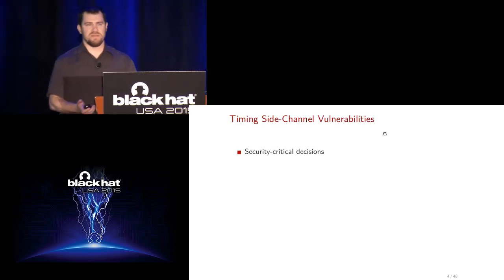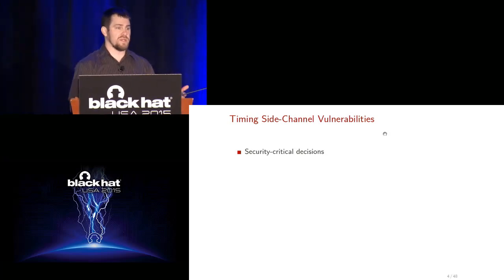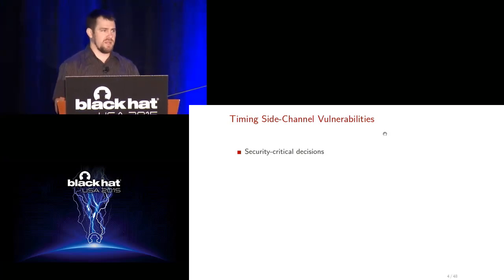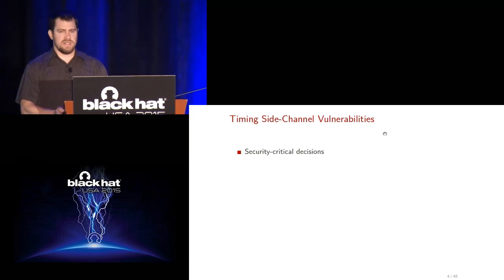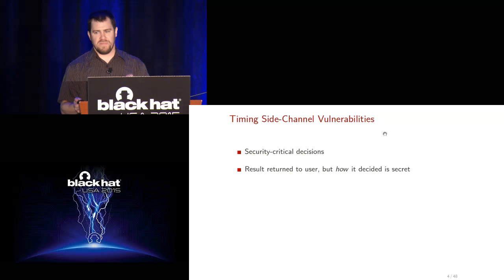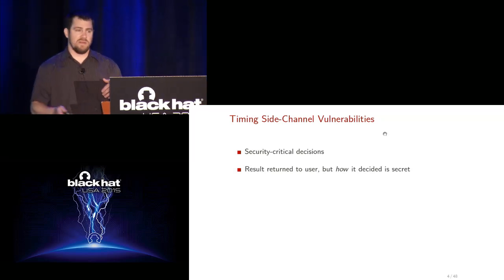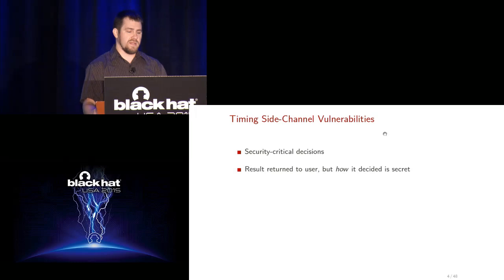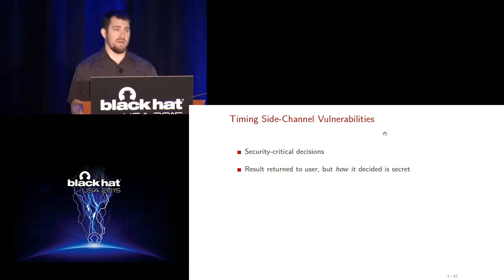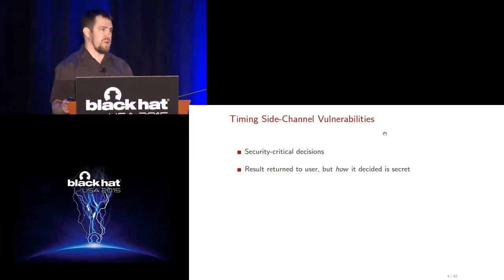Well, just about any piece of software has situations where it needs to do some kind of security critical operation. Things like authentication, authorization checks, or cryptography. And sometimes in those situations, it's really important that the application may return the result of that operation, whether success or failure, to the user or to a potential attacker. But it's really critical that the details of how the decision was made are not exposed.